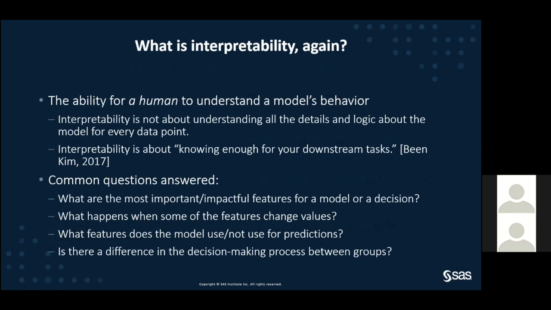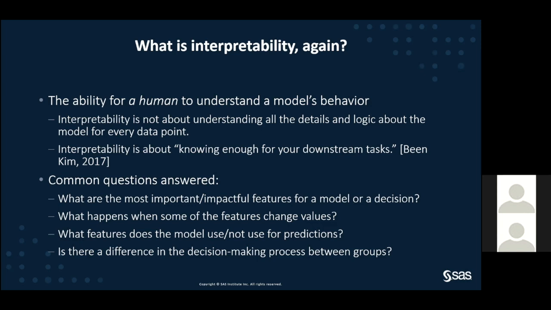So what do we want to really solve here? Obviously, the goal is not to inspect all the parameters of a model, because doing so does not really help us understand the model from a high level, from the human perspective. I like this quote by Kim in 2017 in her talk about interpretability. She says that interpretability is about knowing enough for your downstream tasks. So sometimes it's not important to know all the parameters, but maybe you want to know some high-level information. For example, for this decision, what are the most important features?